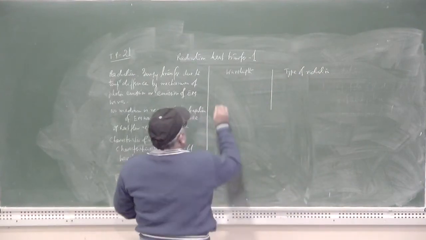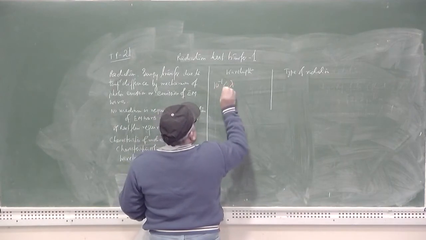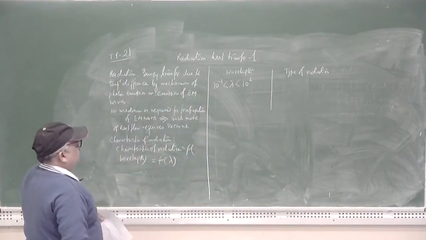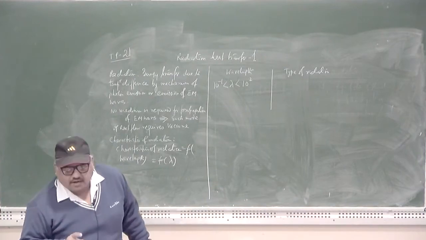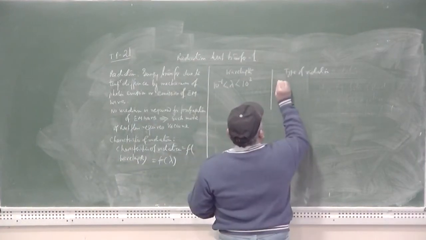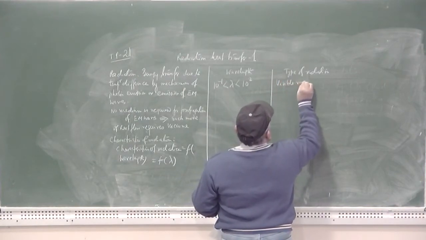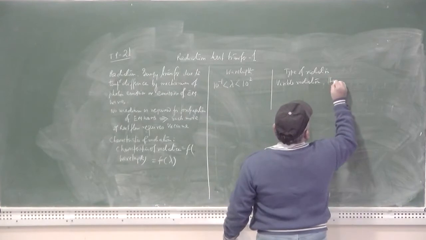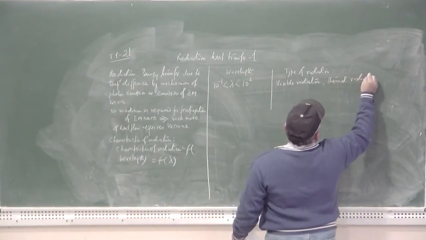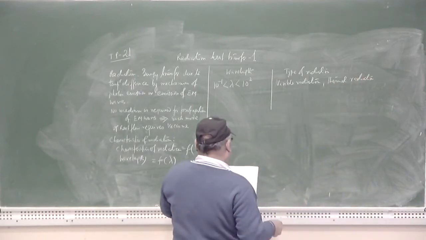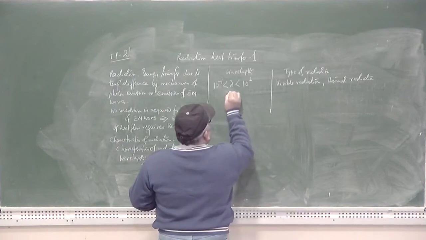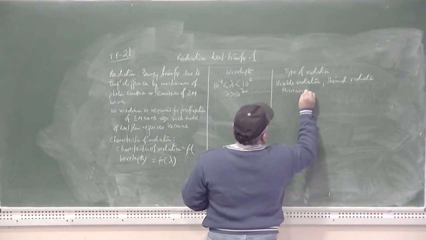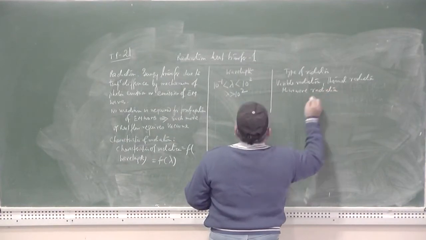If the wavelength is greater than 10 to the power minus 1 and it is less than 10 to the power 2, then this is called the visible radiation, or you can say thermal radiation also falls in this category. If lambda is greater than 10 to the power 2, this is called microwave radiation.